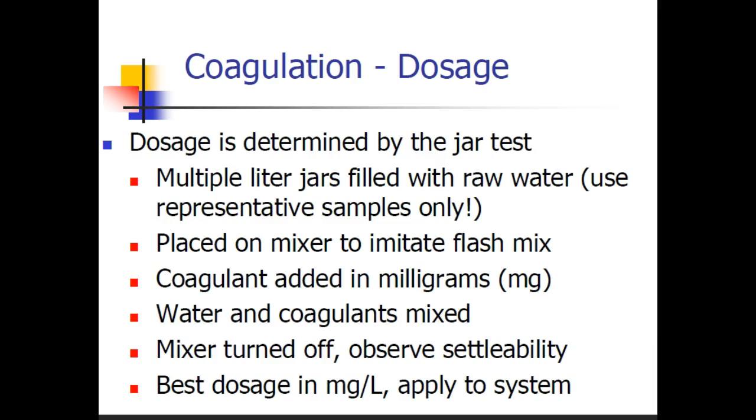Coagulation dosage. The dosage is determined by the jar test. Multiple liter jars are filled with raw water, and we want to use representative samples only. It's placed on a mixer to imitate a flash mix. The coagulant is then added in milligrams, and the water and the coagulants are mixed. The mixer is turned off, and you observe settleability and determine the best dosage in milligrams per liter to apply to the system.